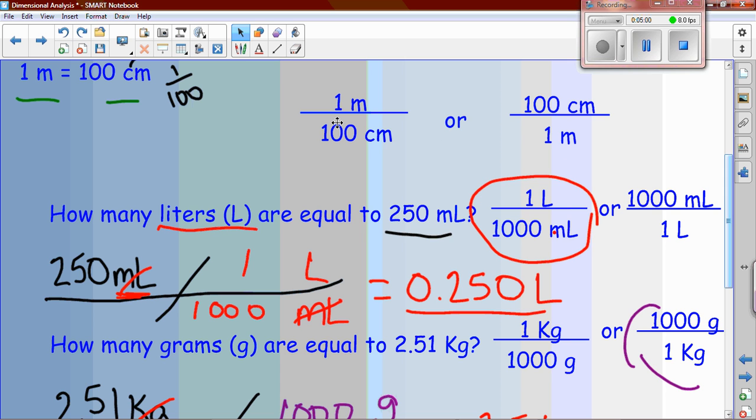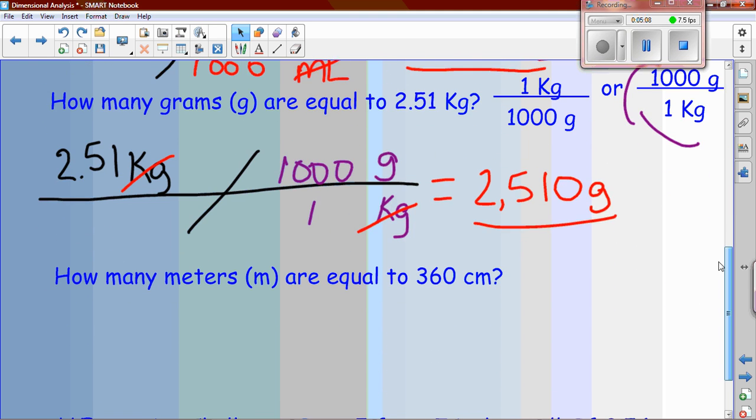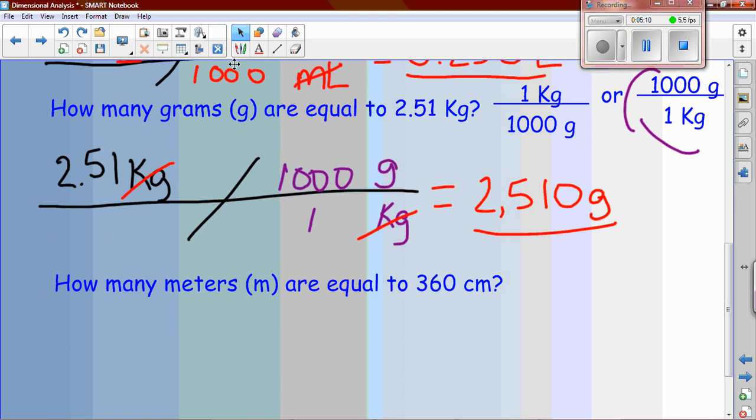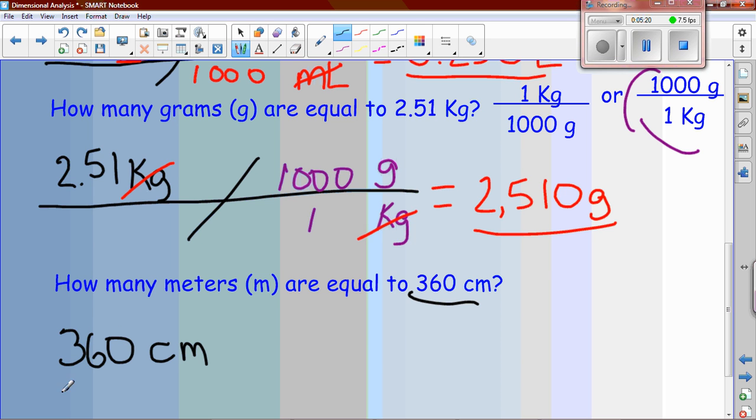All right, let's bring down our 1 meter. Actually, we're running out of room. Hopefully you can remember this: 1 meter for every 100 centimeters, or 100 centimeters for every 1 meter. If you need to, we'll go back. All right, how many meters are equal to 360 centimeters? So 360 centimeters. Make our railroad track.